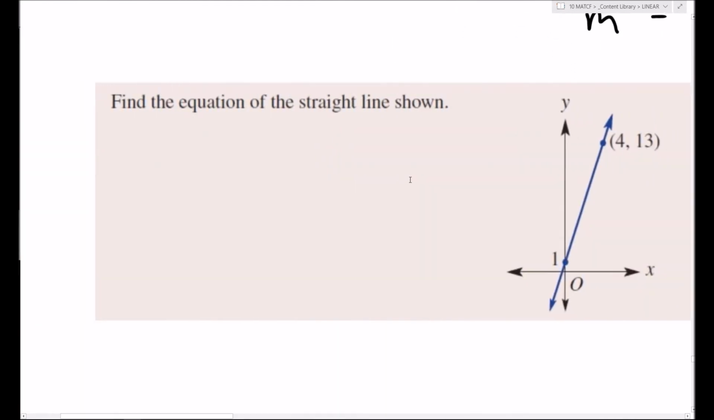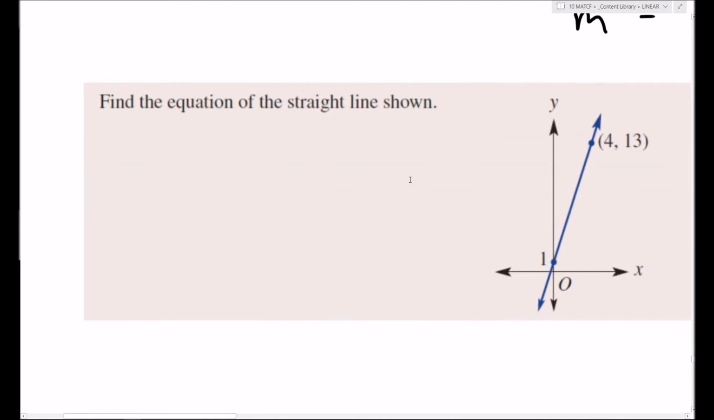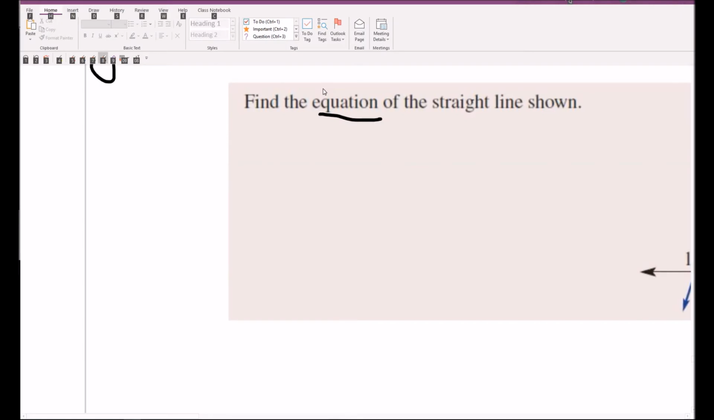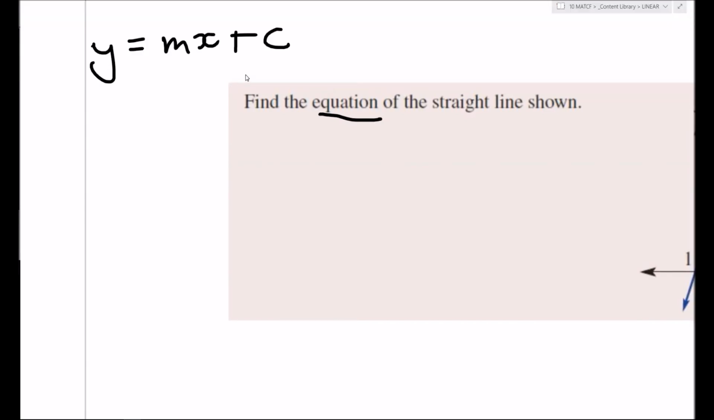So here's an example. Find the equation of the straight line below. We need to find the equation, so not just the gradient, but the full equation now. Remember, the full equation was y equals mx plus c. The two things you are changing in your formula are your m, which is the gradient, and the c, which is your y-intercept.